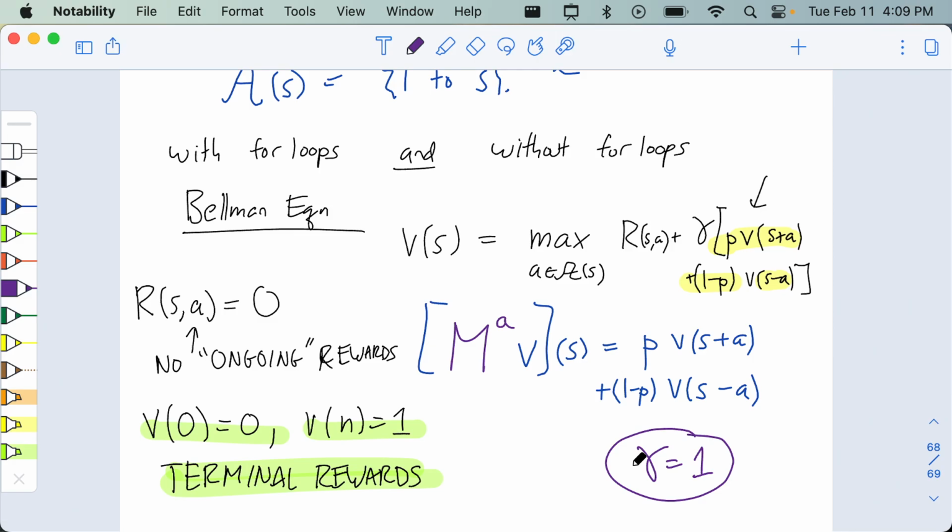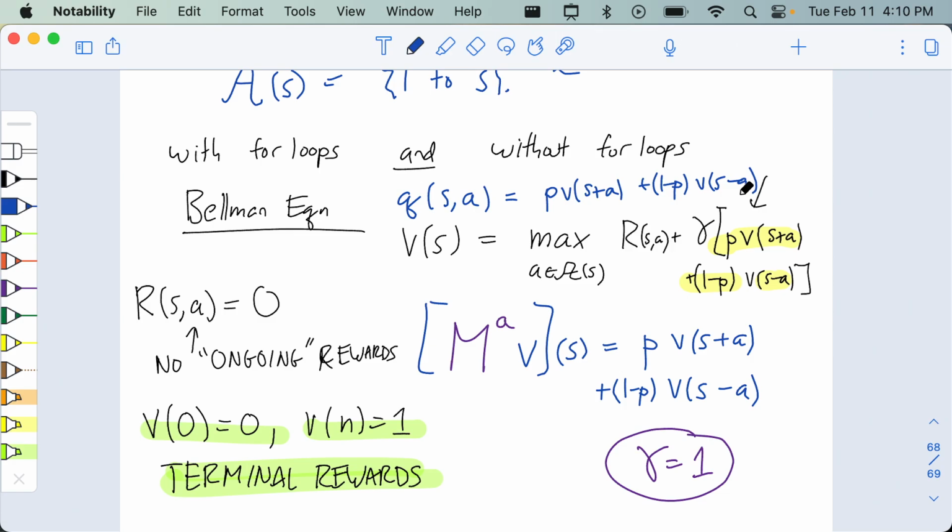And then there's one other thing you got to do, which is the equation for Q, which says that Q of SA, so you take action A, and then you follow V forever after that. So this is, again, this thing over here. It's P times V of S plus A plus 1 minus P times V of S minus A. So that's the Q, and then the V is the maximum of the Q's, and so on and so on. Okay, so these are the equations.